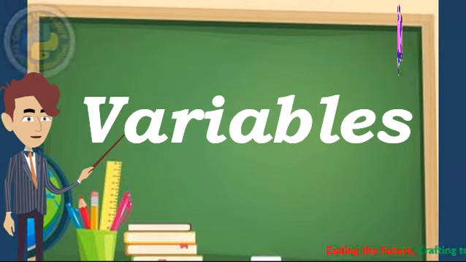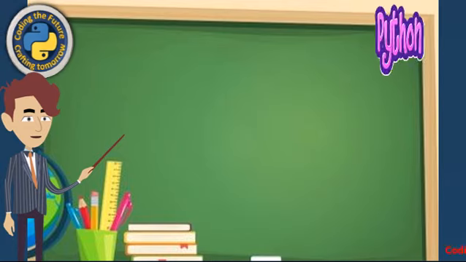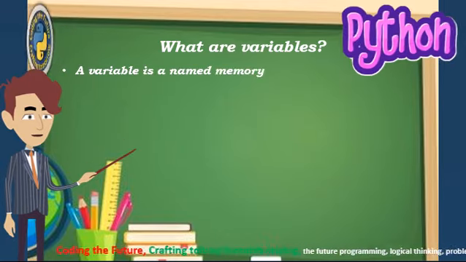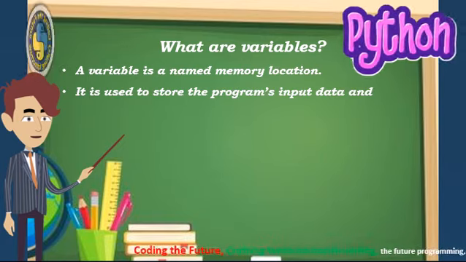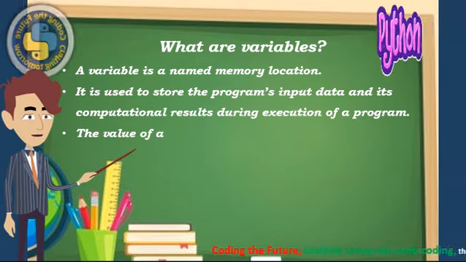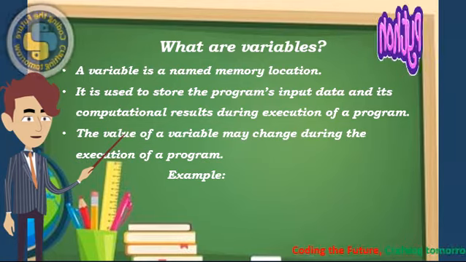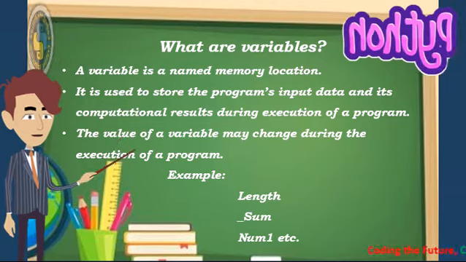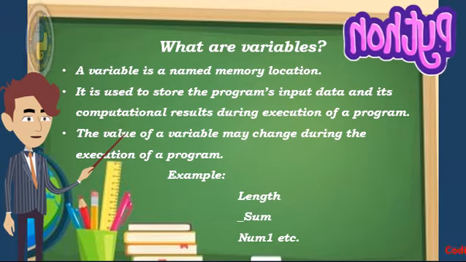Variables. We need variables to store values in our programs. What are variables? A variable is a named memory location. It is used to store the program's input data and its computational results during execution of a program. The value of a variable may change during the execution of a program. For example, length, underscore sum, num1, etc. are variables.